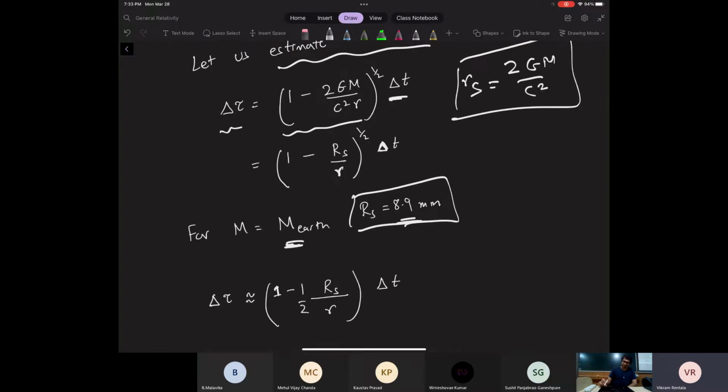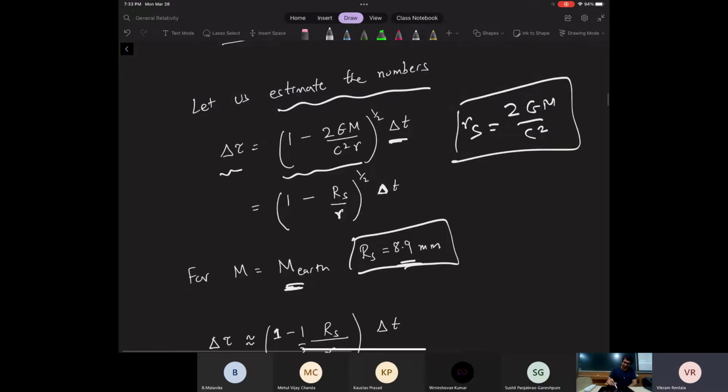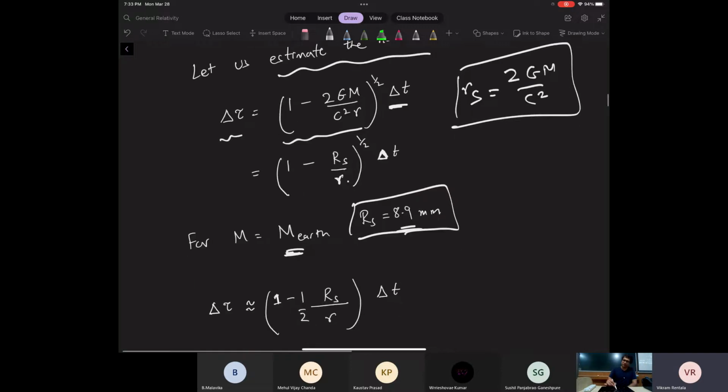Now, if you're at the surface of the Earth, you're at a distance r, which is something like 6,400 kilometers. It's much, much larger than r_s. So this r_s is just some constant. You're experiencing weak gravity, as we all appreciated already.